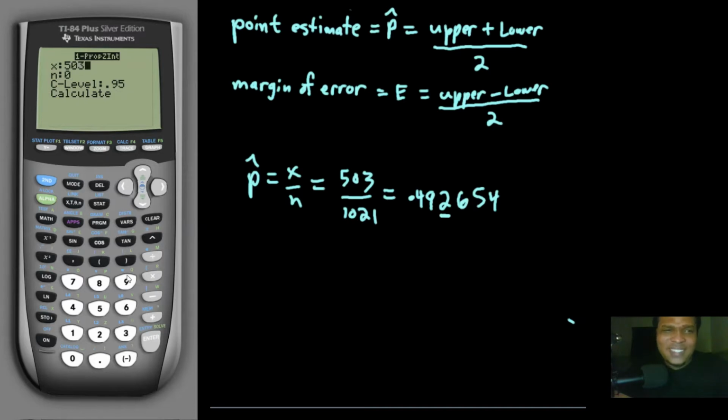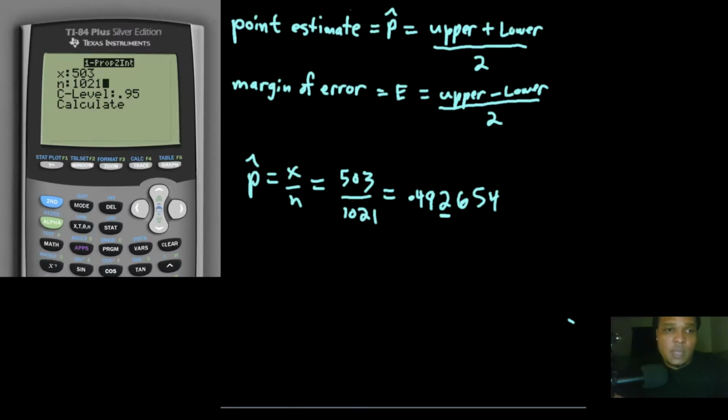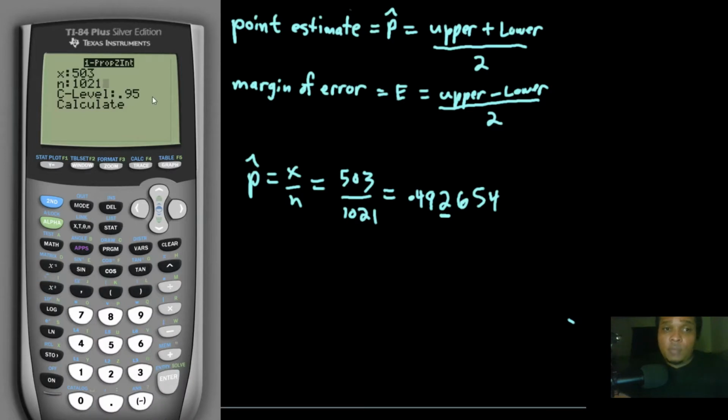Our n is going to be 1021. Go ahead and put your 1021 in there. Our confidence level is going to be 0.99. Now, you can put 0.99 or you can put 99. They know what you mean. It's up to you. They can tell the difference between decimals and percentages because they know that students make this mistake all the time. So there's a little room for error here. Hit enter.